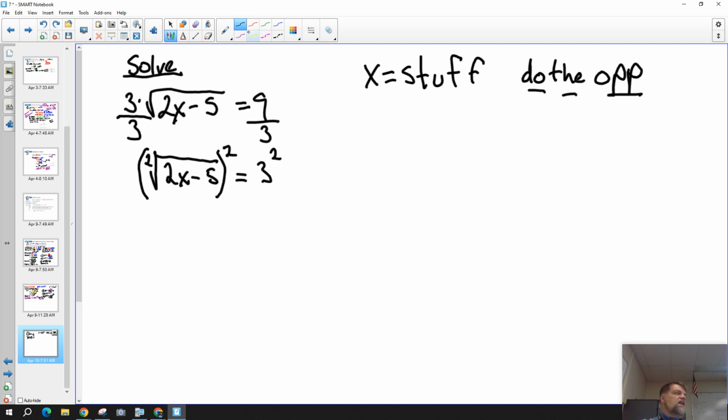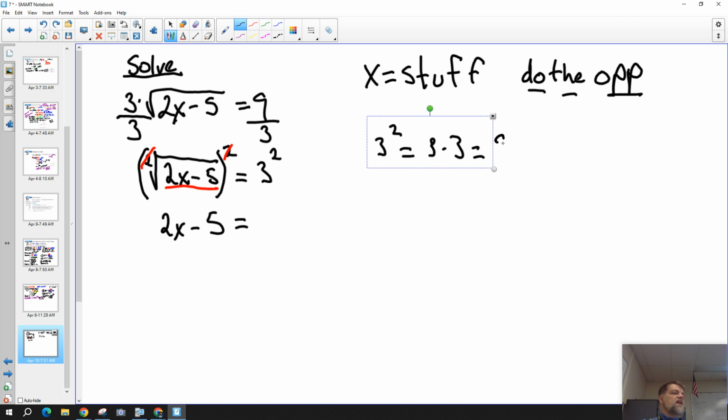So in a weird way, these cancel, and I'm left with just the base, which is 2x minus 5 is equal to 3 squared. Remember that 3 squared is equal to 3 times 3, which is 9. So then this is 9.